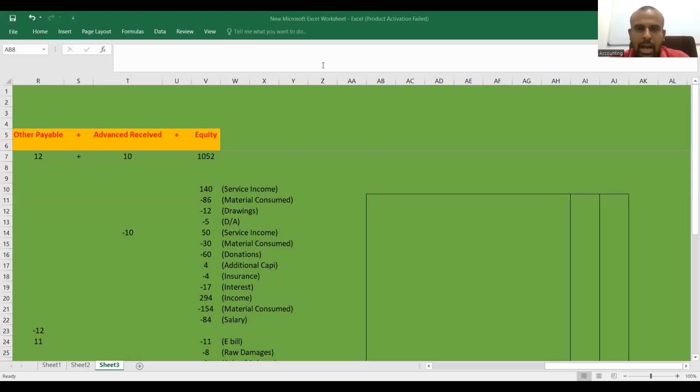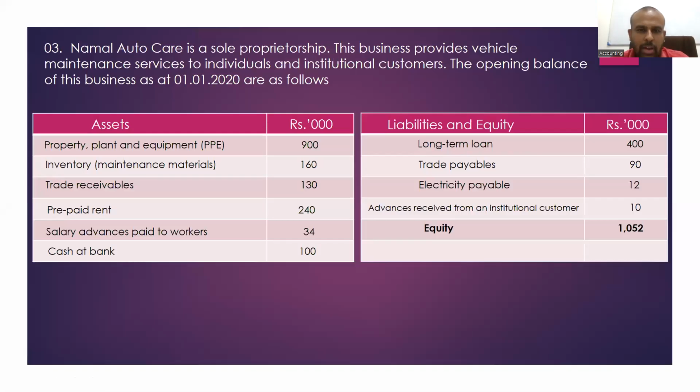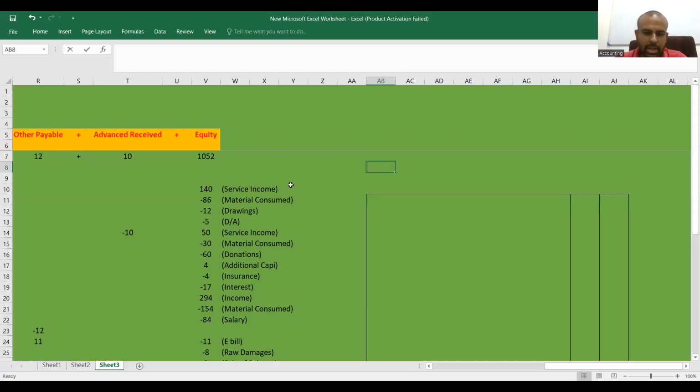Right. So, what's the next requirement of the question? They want you to calculate the income statement of the Namal Tokyo business for the month of January 2020. Right. Okay.